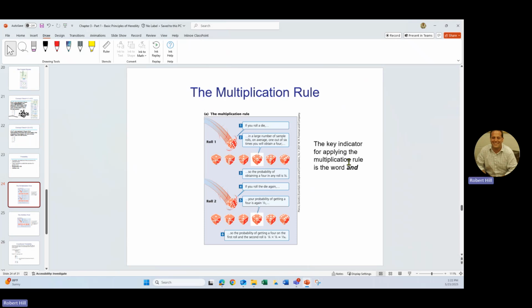Okay, and that's where this multiplication rule comes into play. And the key word in knowing to use the multiplication rule is the word and. What is the probability of getting a 4 and another 4? Well, it's 1/6 times 1/6 equals 1/36. Pretty easy. Equals 1 over 36, sorry. All right, so the word and, you see the word and, think multiply.